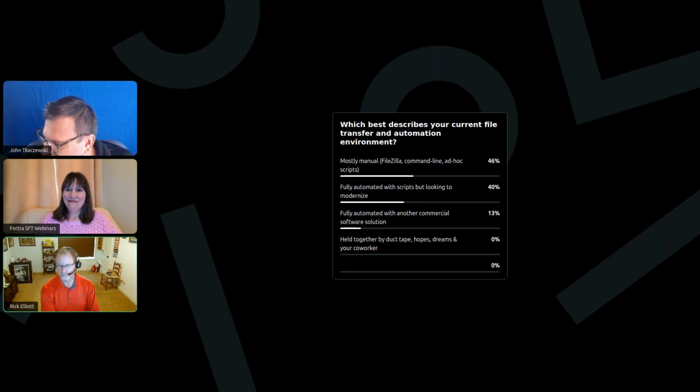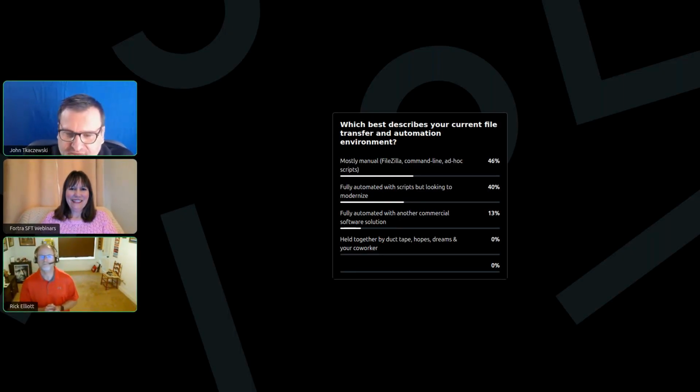Fully automated, no, 46%, mostly manual, FileZilla, command line, and ad hoc scripts. Okay, that's a good audience to know. So your automation depends on you remembering the FTP password. Okay, great. That's kind of what I expected, those two to be the top pieces there, the automated scripts and manual, which seems to be a lot of what most people do.